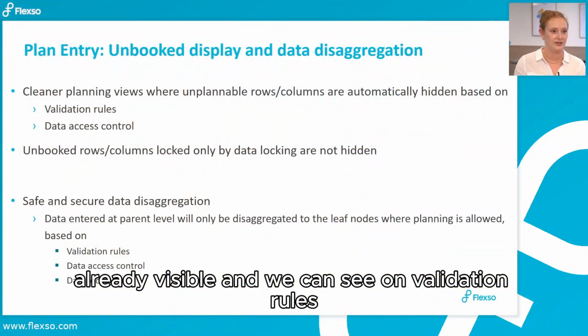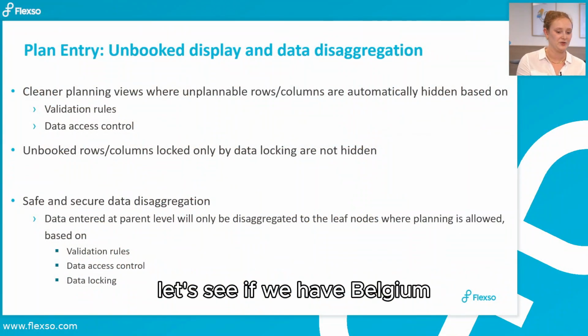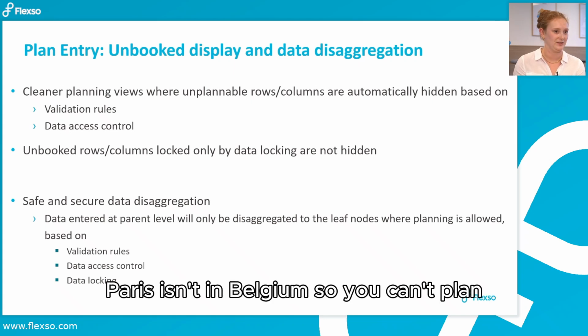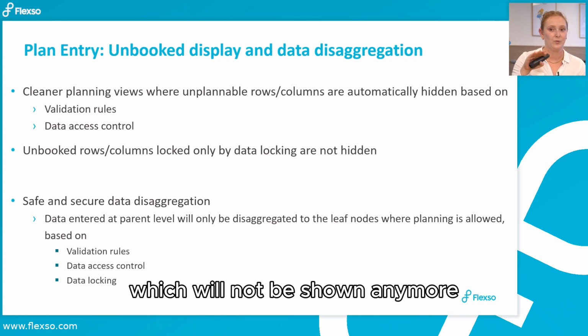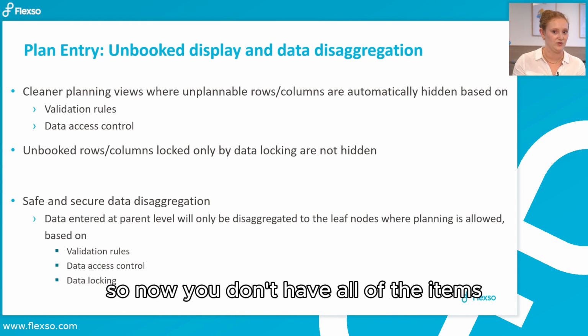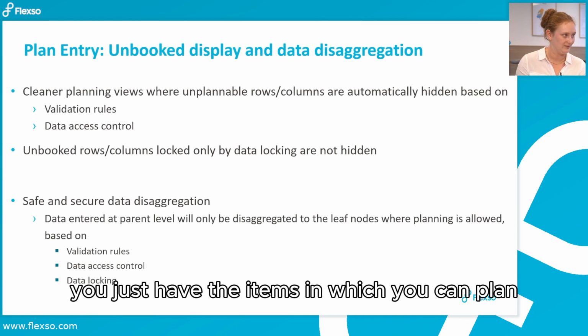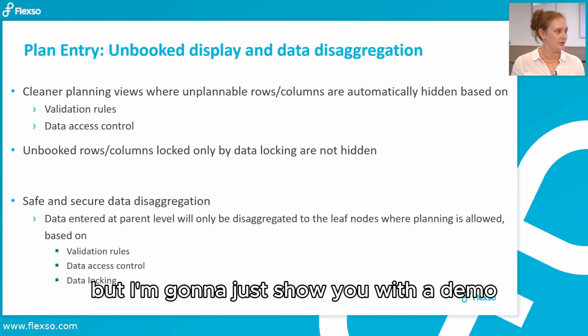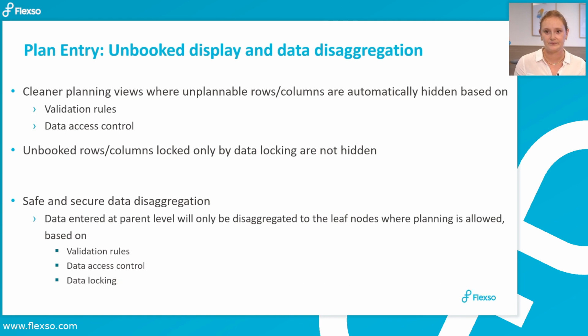And we can see on validation rules, let's say we have Belgium, you cannot plan on, let's say, Paris, because that makes no sense. It's a validation rule, Paris isn't in Belgium, so it will not be shown anymore. So now you don't have all of the items, you just have the items in which you can plan, which makes it a lot more visible. But I'm going to just show you with a demo. I think that's much easier.